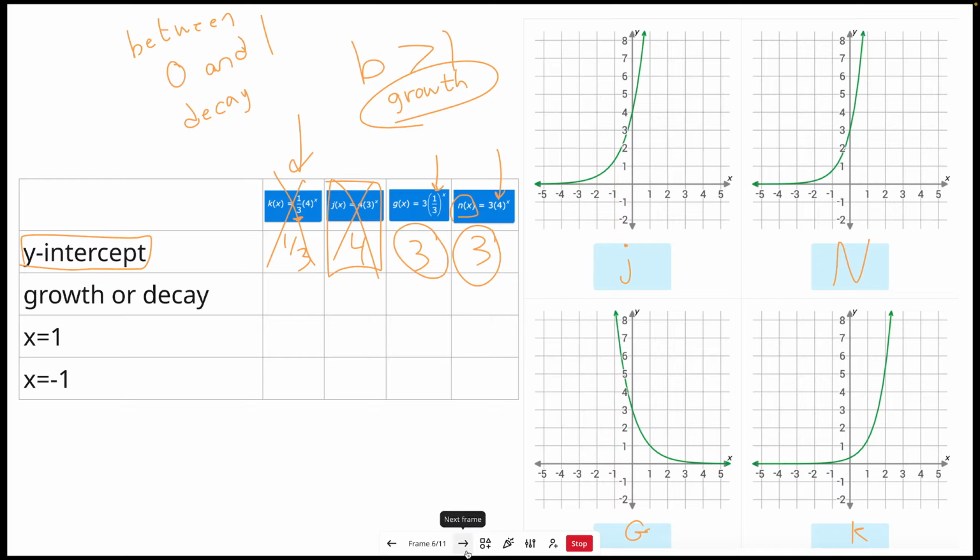And, oh, I should have, so this was growth. I'm sorry. Let's do D for decay, G for growth. Okay? Now let's spell it out. Decay, growth. And for these, you didn't have to do it because they were already used up. And you don't need to do anything else because you've found out where the correct graph is.